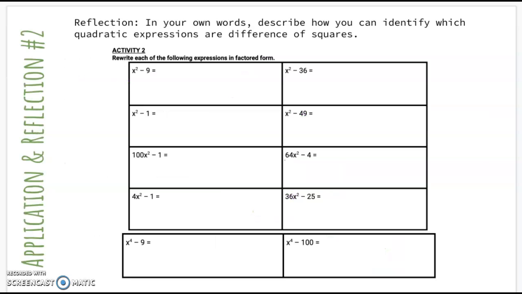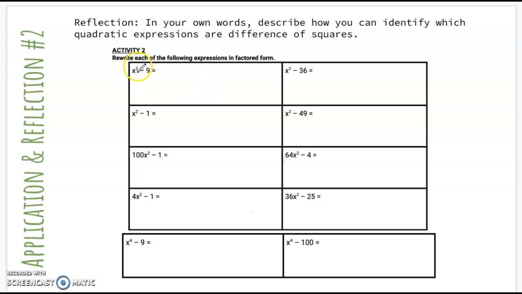So this last part of our exploration, this application, says, in your own words, describe how you can identify which quadratic expressions are difference of squares. Well, to be a difference of two perfect squares, you literally have to have subtraction and two perfect squares. If you don't have those criteria, then you don't have difference of squares.